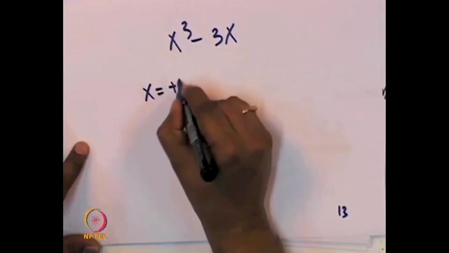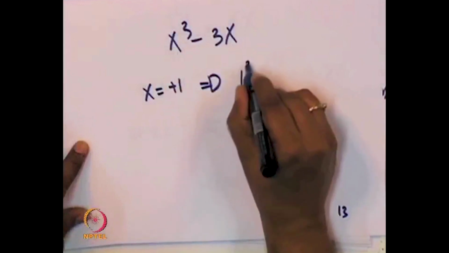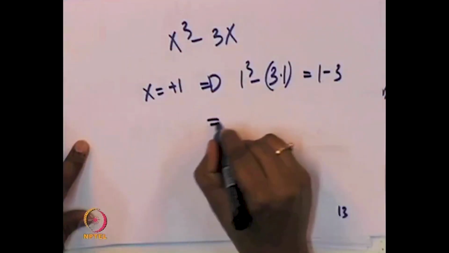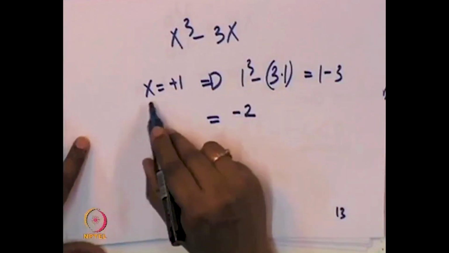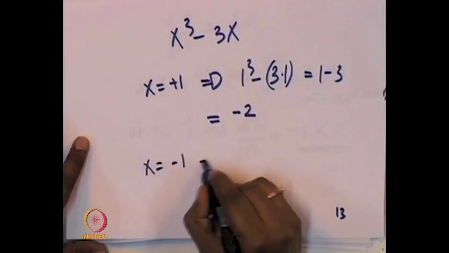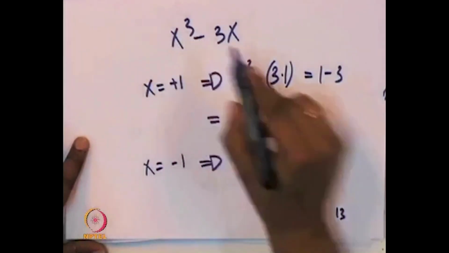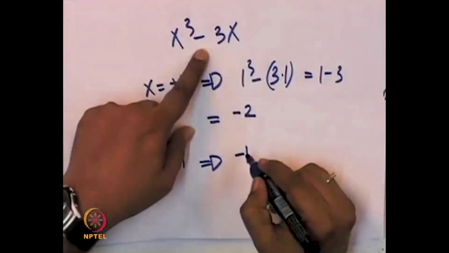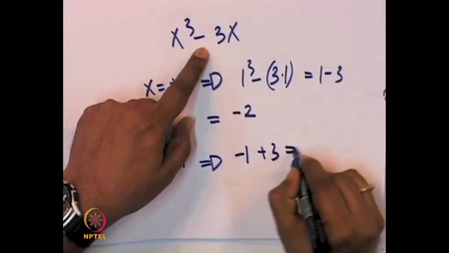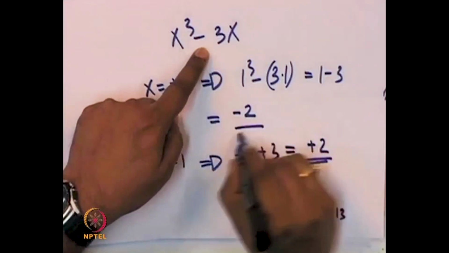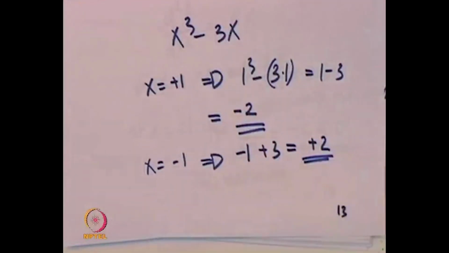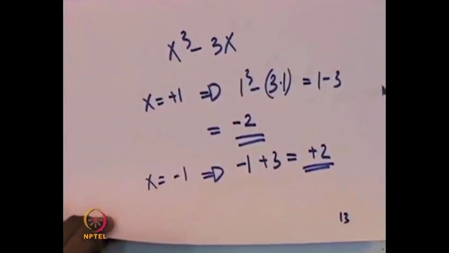So, x equal to plus 1 implies 1 cube minus 3 into 1, which means 1 minus 3, which is minus 2. So, at x equal to plus 1 the function is minus 2, and at x equal to minus 1 the function is minus 1 cube, which is minus 1, minus 3 into minus 1, which is plus 3. So, this is plus 2. So, at x equal to plus 1 it is minus 2 and at x equal to minus 1 it is plus 2. So, what does this mean?